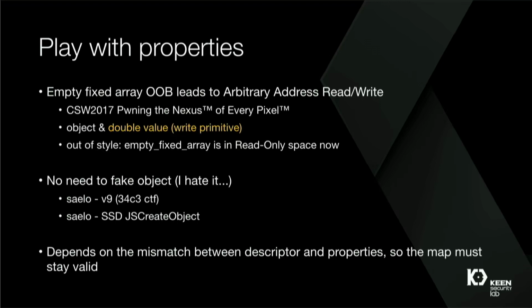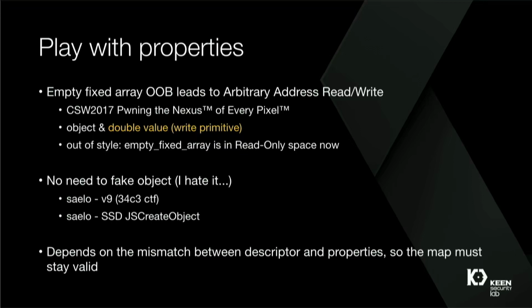Here, I really want to recommend the properties for exploitation. And v9 is a challenge in 35C3 CTF, which is produced by Cello. It's not a difficult challenge, but I found that almost all public exploits take advantage of the confusion of the double array and the elements array, except for Cello himself. Cello took advantage of the mismatch between the descriptor array and the properties. And I think it is more convenient because it doesn't need to fake an object.